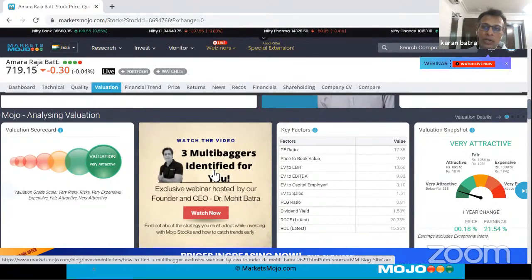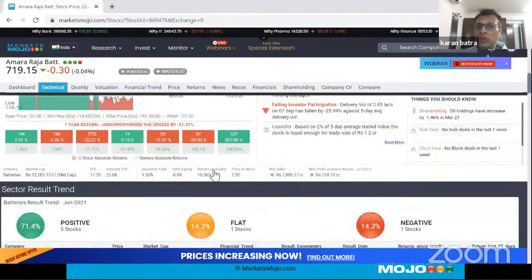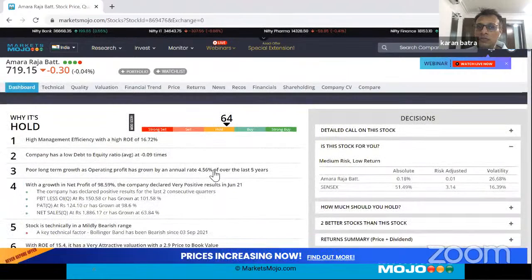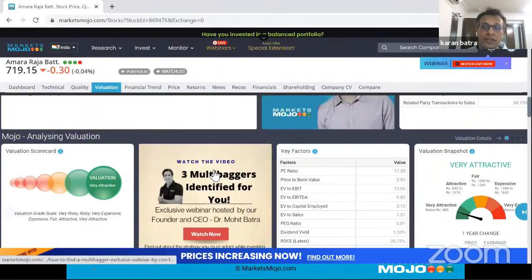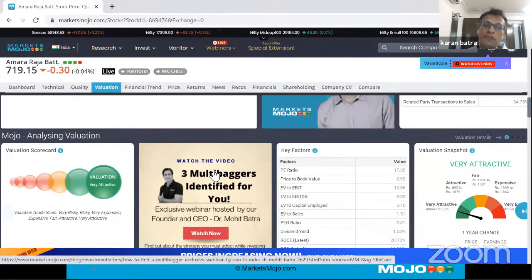Now, one very important thing to note is that valuation is one of the parameters that goes on to define the ultimate call on the company. It is not the only factor. Sometimes people do confuse that, okay, you're saying valuation is very attractive, but we're saying it's not a buy, it's only a hold. So valuation is one of the parameters. Sometimes even an expensive company can be a buy. Because when we're looking at the overall call, it involves all the four factors coming together to form the call on the company.